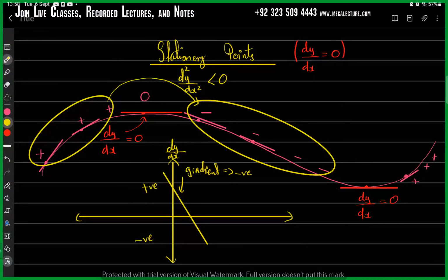Miss, the graph of dy upon dx is giving us the negative gradient. So, Miss, what does that tell us about the nature again? Okay, now I'll tell you.